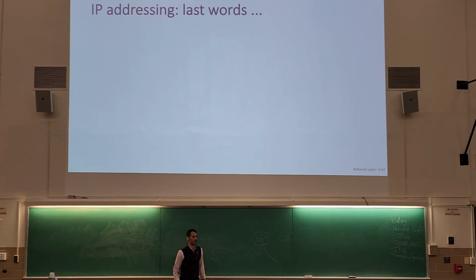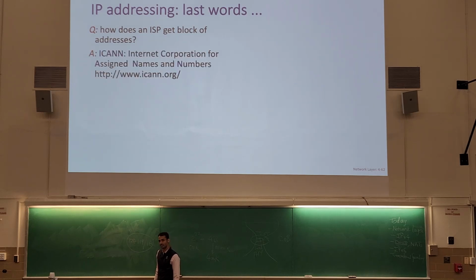We have seen this authority before. Any guesses? It's not FCC. Anyone else? Yeah? ICANN, Internet Corporation for Assigned Names and Numbers. The numbers part refers to IP addresses. So we saw ICANN in the context of DNS, right?